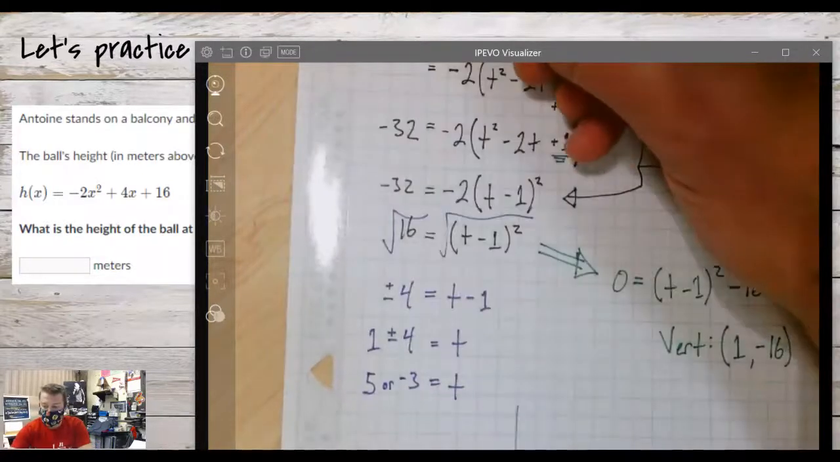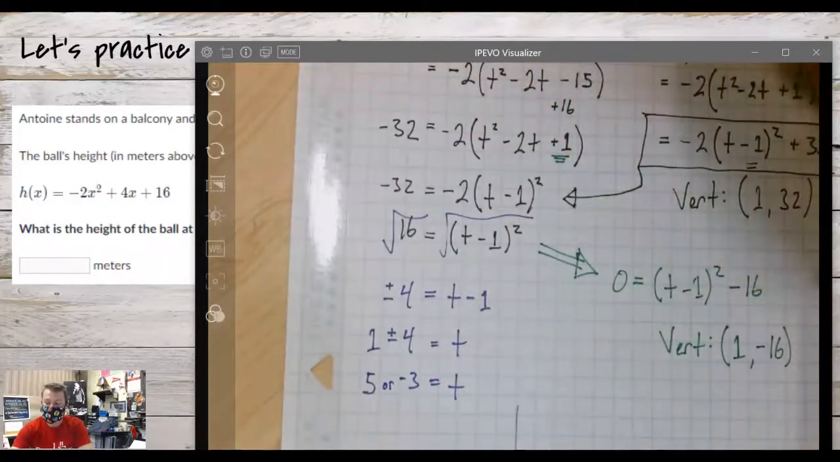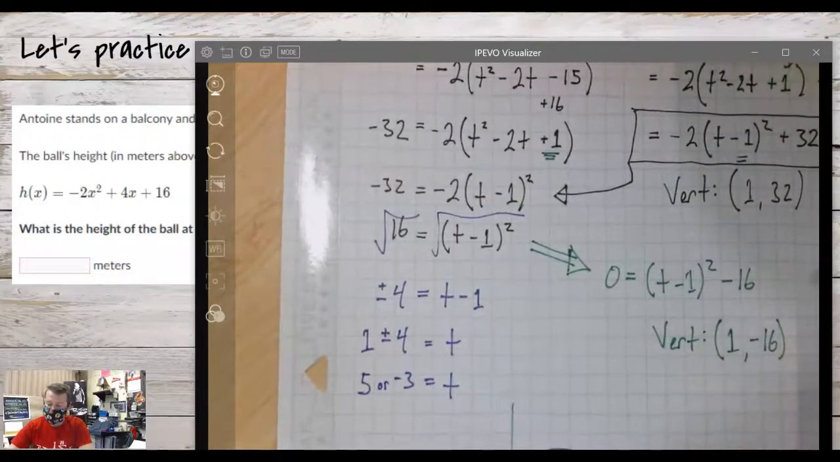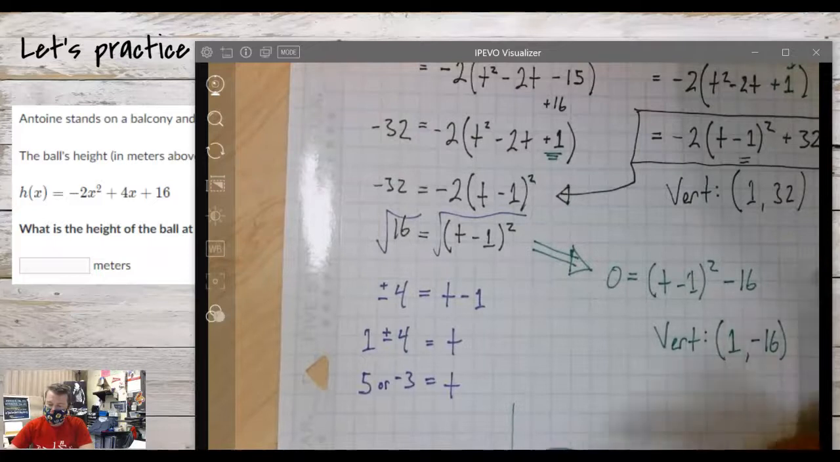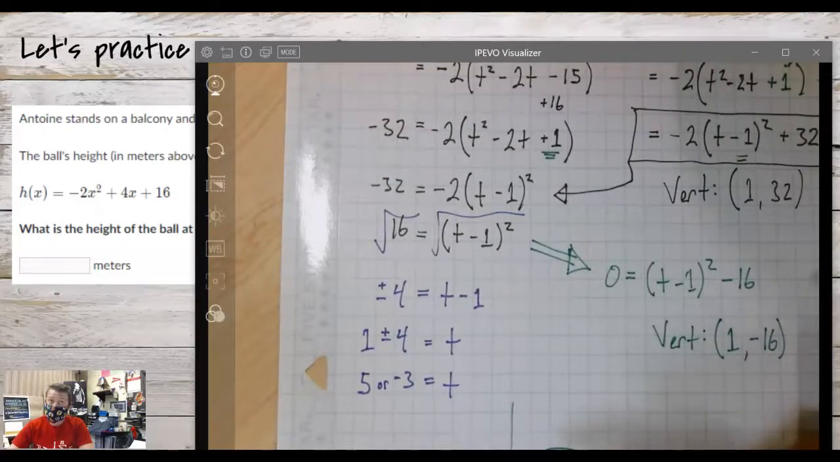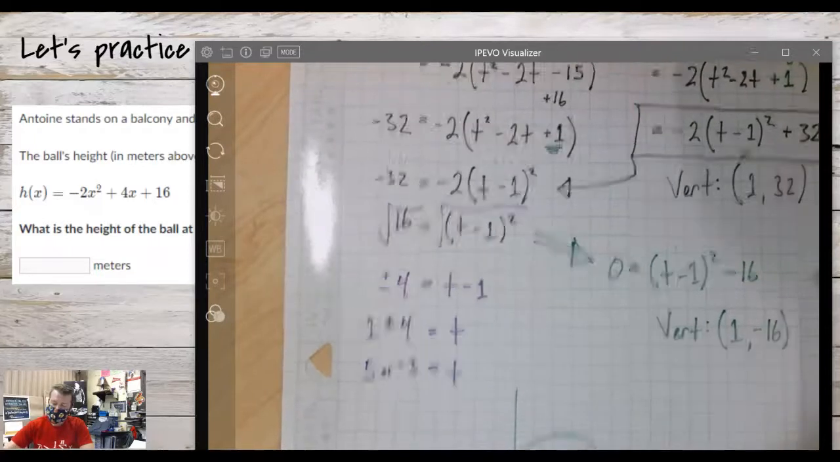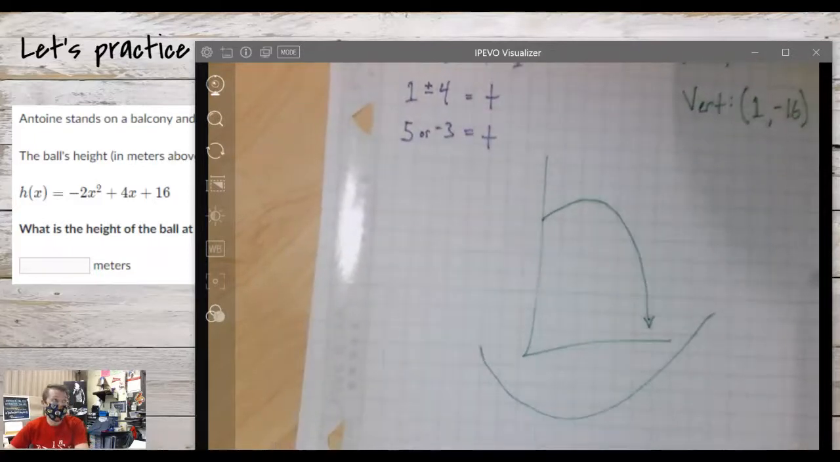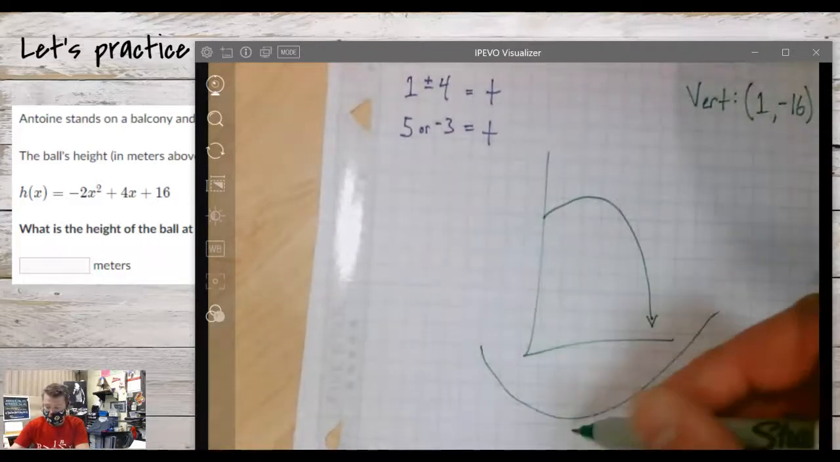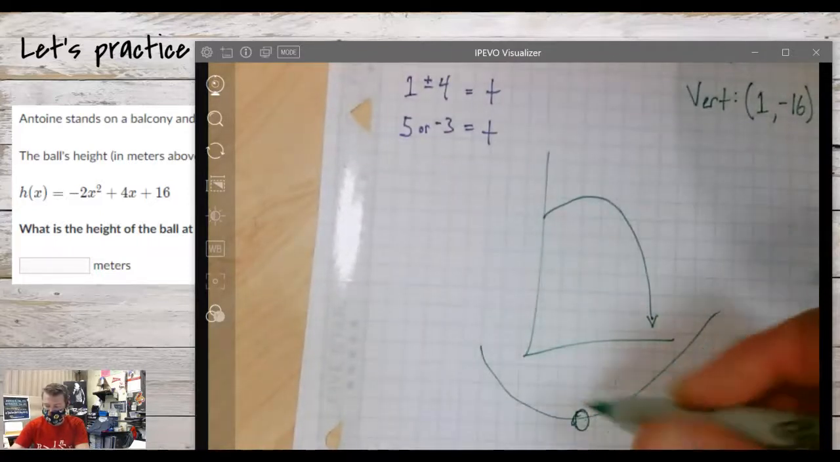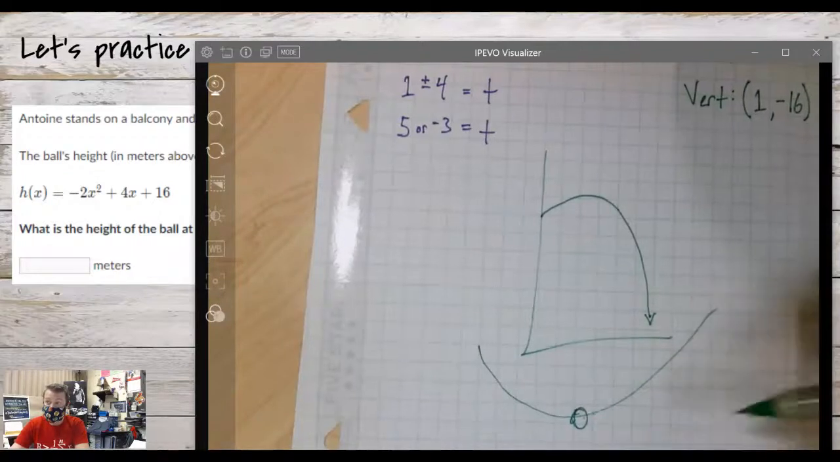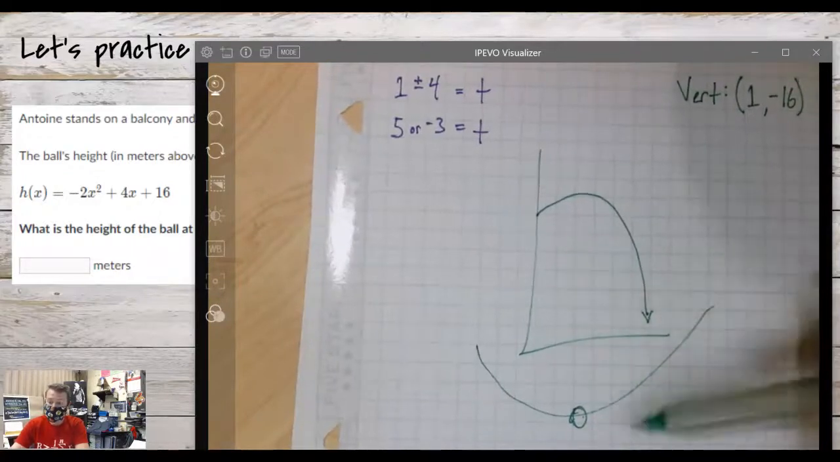And if we take away the 2, what does it change? The steepness, right? So if I take away both of those, what I end up with is a less steep parabola that opens upward. It would look something more like that. And that vertex 1, negative 16 is like down here somewhere, because it's a different function. It's not the same function anymore.